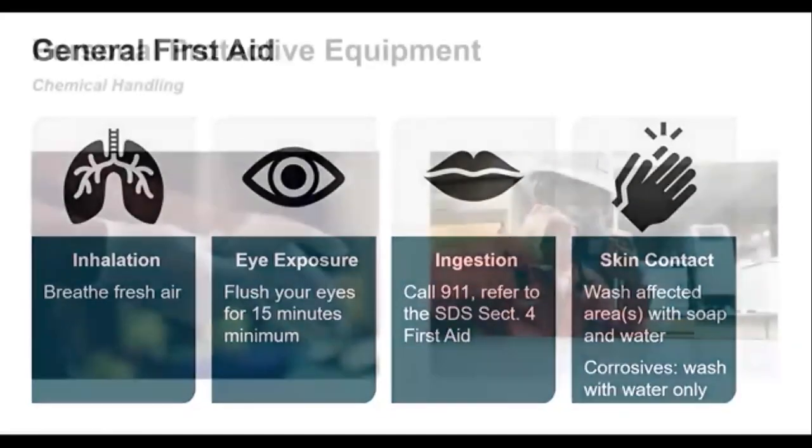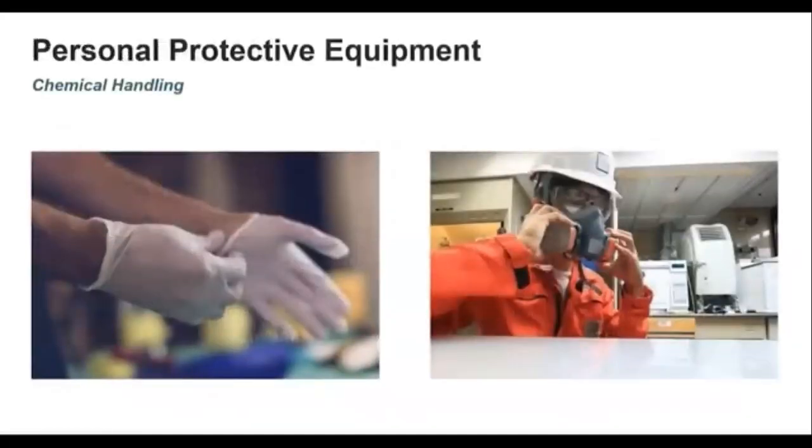person exposed. In order to prevent exposure to a hazardous chemical, always wear appropriate PPE. So shown here could be latex or nitrile gloves, as well as safety glasses. Some chemicals may require you to wear PPE such as a respirator or even safety goggles.